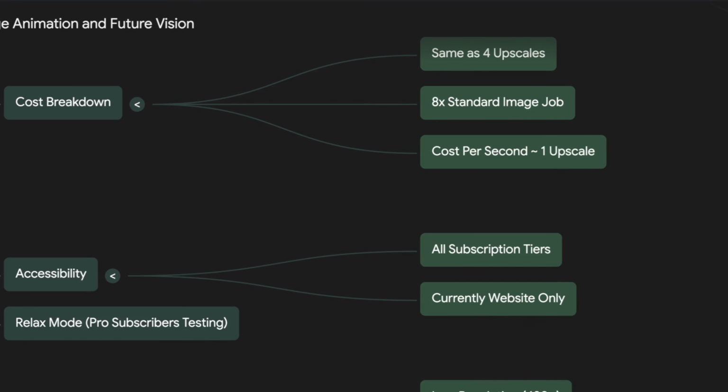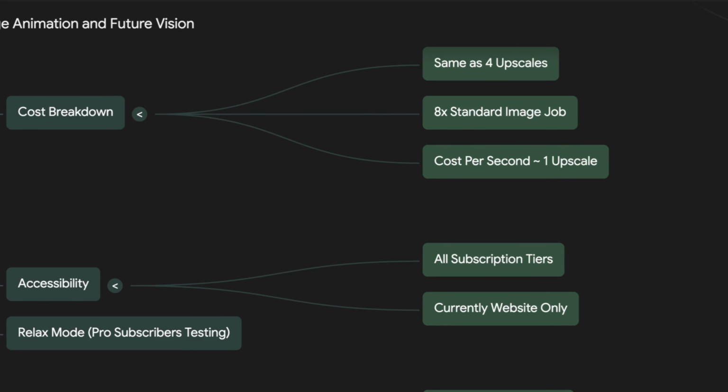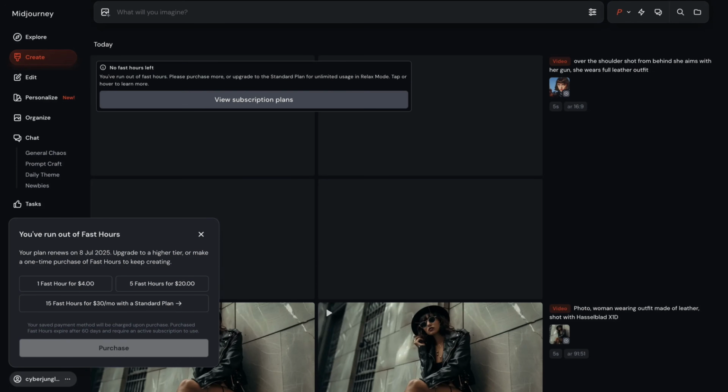Let's talk about cost a little bit because this is very important. Midjourney Video is cheap. Of course, to be able to use it, you need to have a subscription. But when it comes to the cost of video, it's as costly as making 4 upscales, or to simplify it, let's say 8 standard image jobs. This makes the cost per second for Midjourney Video around 1 upscale of an image. I think it's a very good price, and once you finish all fast hours of your subscription tier, you will be asked to refill your fast hours to be able to continue generating video. That's one thing you need to be aware of.